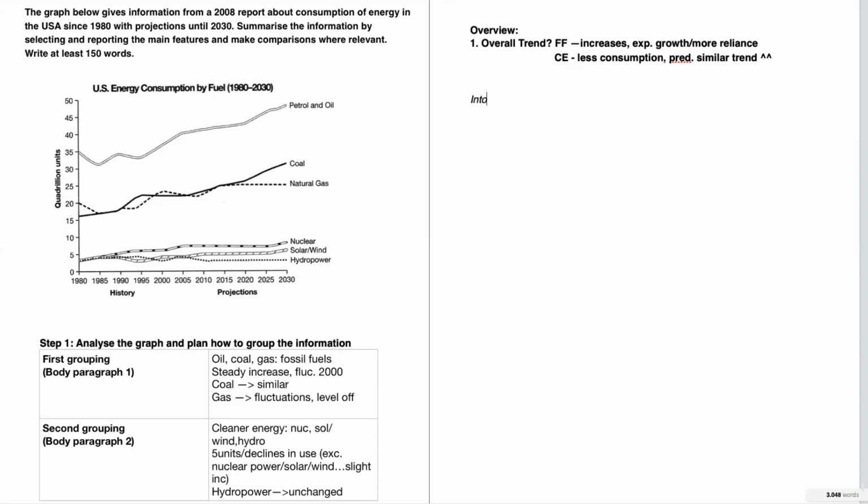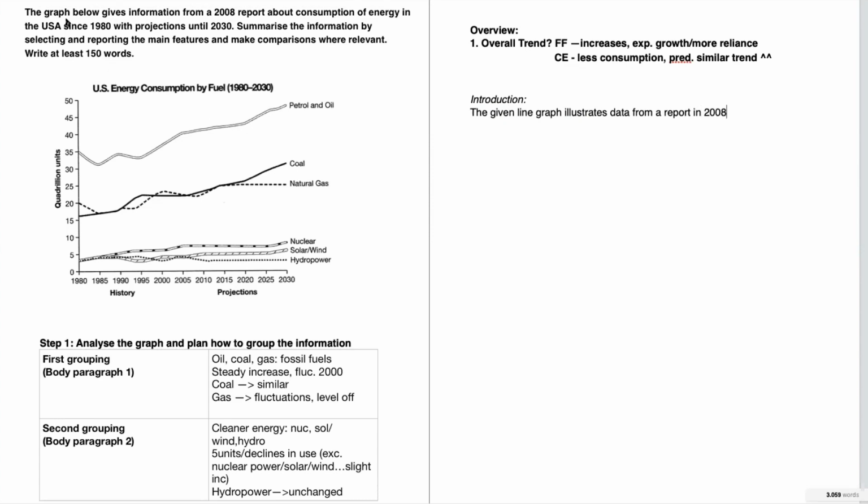So I'm going to start with our introduction. And remember, you do not want to write this heading on the actual exam. I just want to do it so that things are clear for us. And remember, we're just going to paraphrase this prompt. We're going to paraphrase the question task, and I'll show you exactly what that looks like. So it says here, the graph below gives information from a 2008 report. So I'm going to say the given line graph illustrates data from a report in 2008.